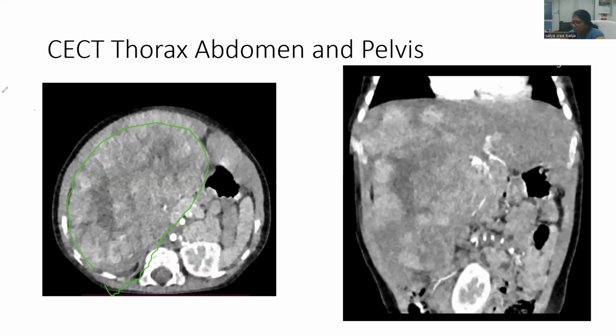So why should a mass in the right lobe of the liver lead to hypertrophy in the left lobe of the liver? Compensatory hypertrophy. What could be the mechanism here? Ma'am, would you be able to explain that on the CT scan as well as when you talk?